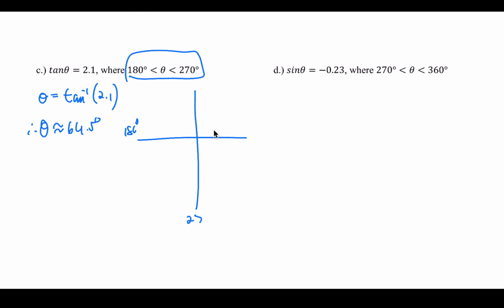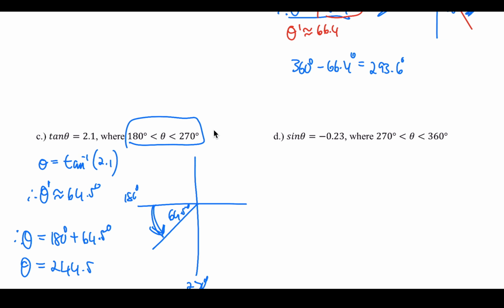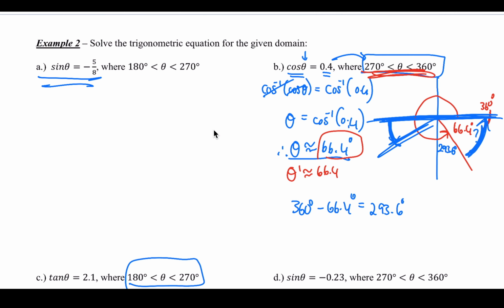Here's 180, here's 270. So if I use this as my theta prime now, reference angle, I just go here and I say this is 64.5 degrees. And you can see, since I went past 180, I need to add to 180. So the theta I'm looking for is actually 180 plus 64.5 degrees, which is 244.5.